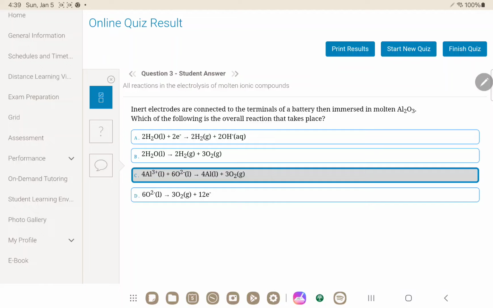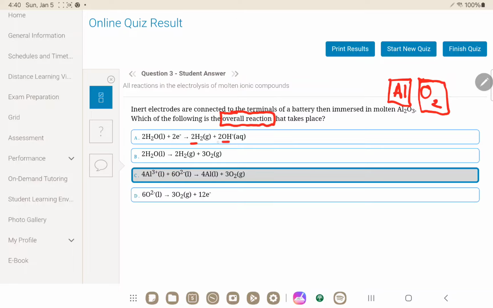Anyways, moving on. Okay, so here you have inert electrodes connected to the terminals of a battery, then immersed into molten Al2O3. When you see molten, then you know that your final products in the overall reaction, since here they want the overall reaction, have to be Al and O2. So you're just going to split it. So you're going to have Al and O2 in your products.